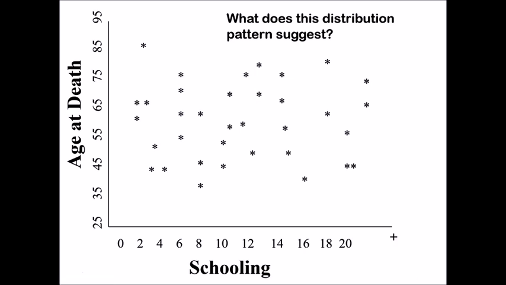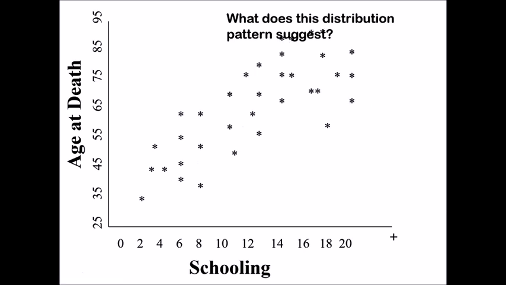What if we got a distribution pattern like this? It appears those data points are kind of randomly distributed. So that means that there doesn't appear to be a relationship between the two variables. And then finally, what if we got a distribution pattern such as this?